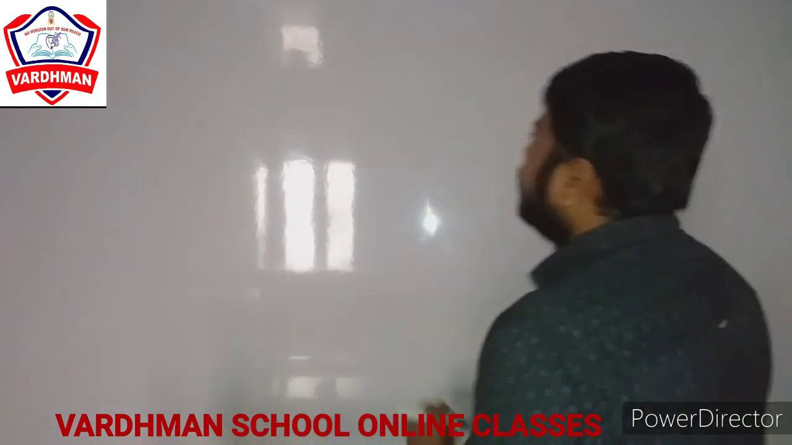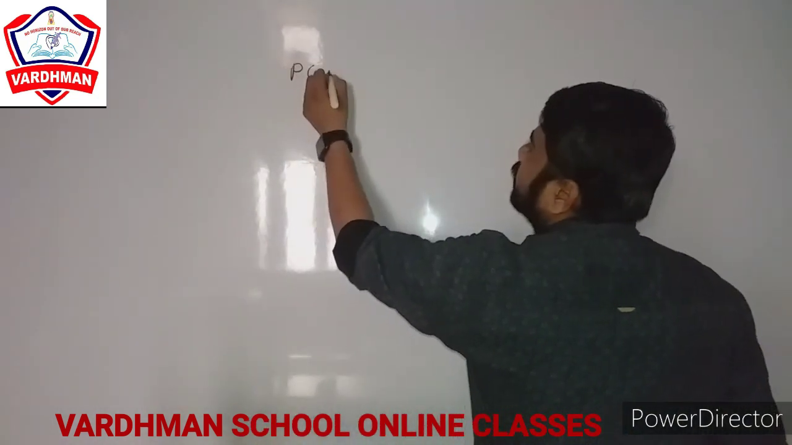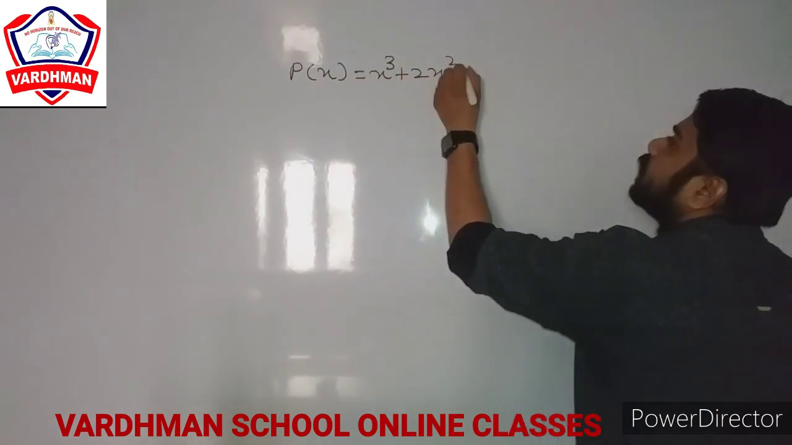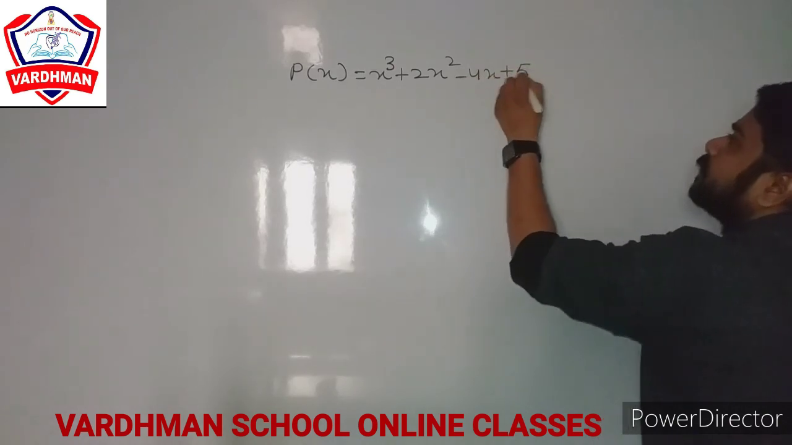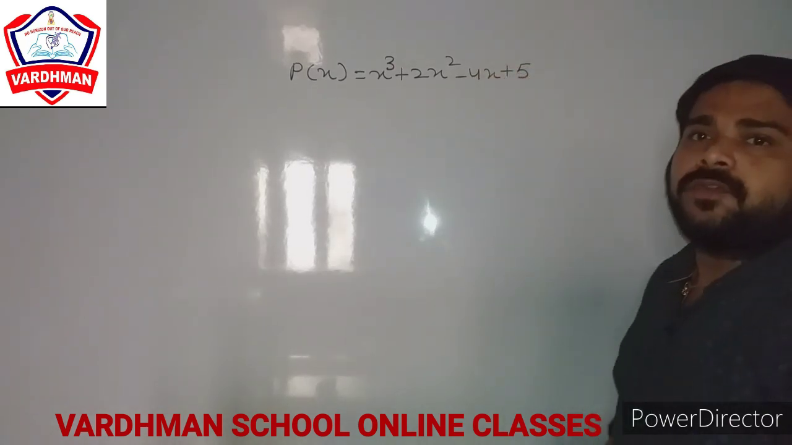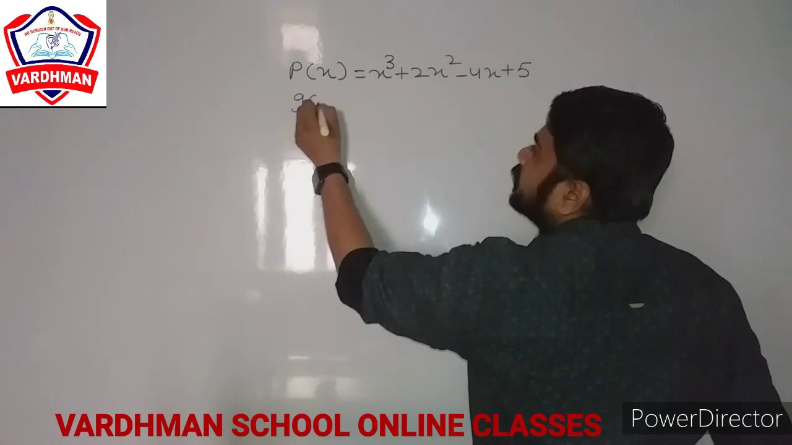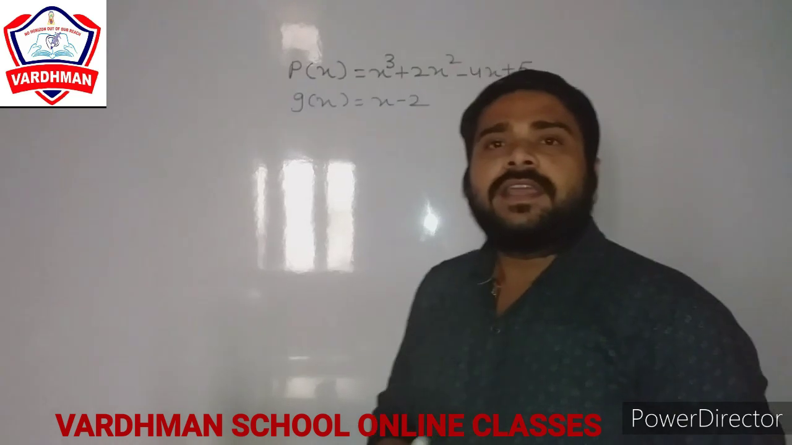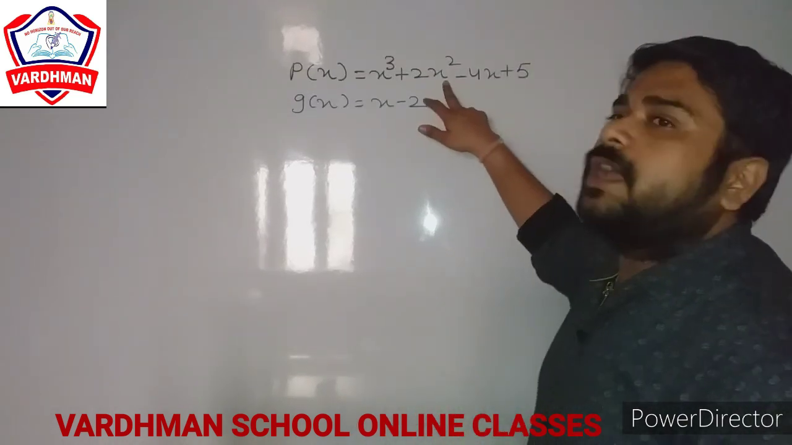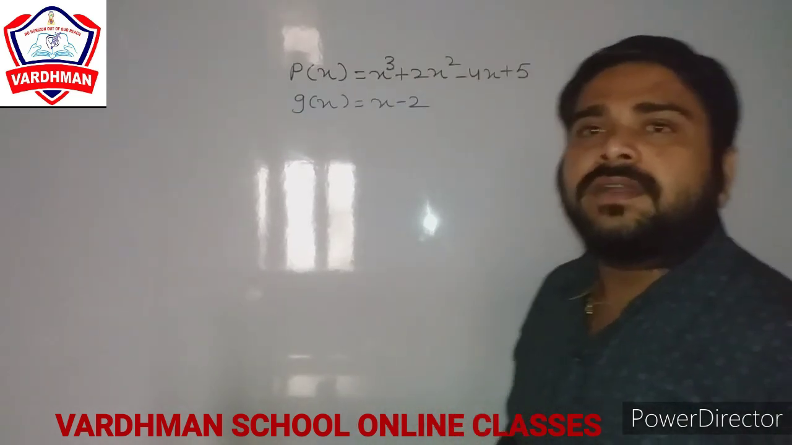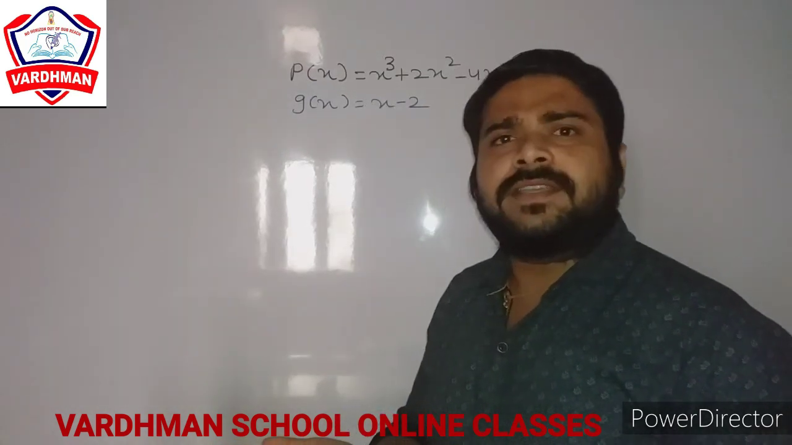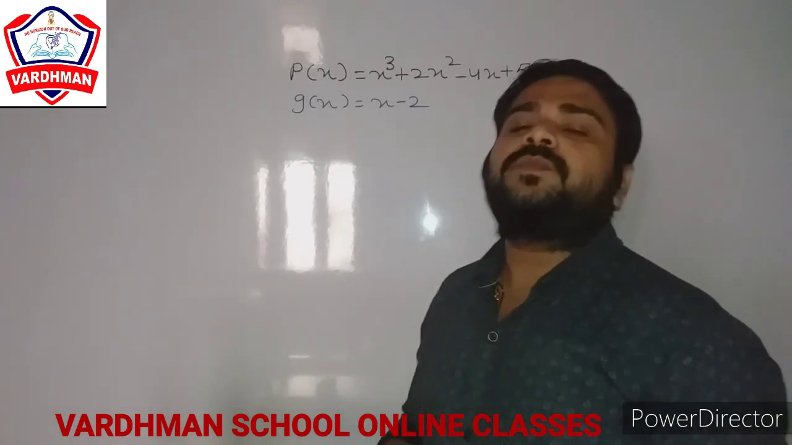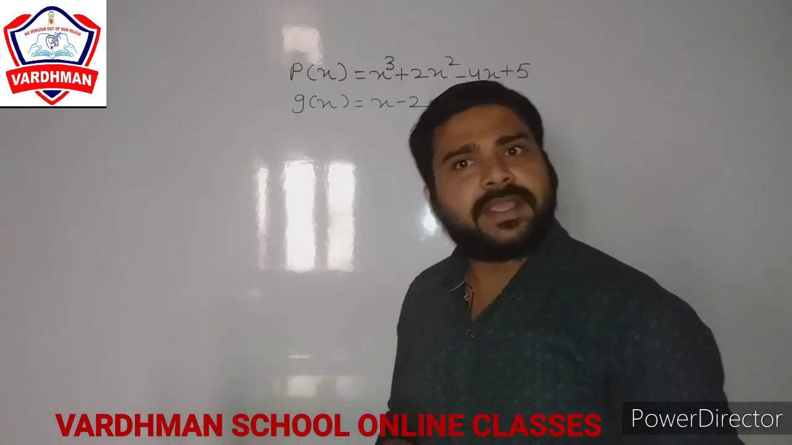If we take a polynomial example, p(x) is x cube plus 2x square minus 4x plus 5. This polynomial we have to divide by g(x) is equal to x minus 2. Then we know that if we divide any number by another number, there is a quotient and there is a remainder. In case this division is perfect, then the remainder will be 0.